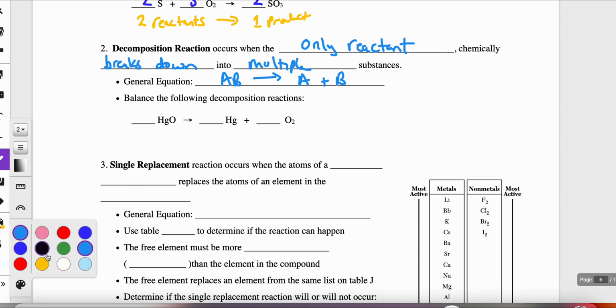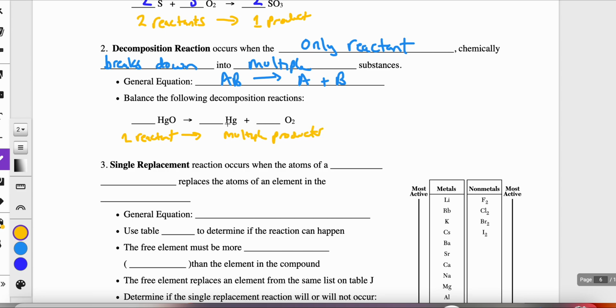So when you take a look at the example reaction here, to the left of the arrow, there's only one reactant. And to the right of the arrow, there are multiple products, meaning there's more than one product. So when you're on the left-hand side of the arrow, if you only have one reactant, that's your biggest clue. It's a decomposition reaction.